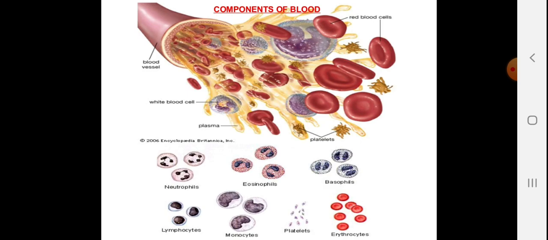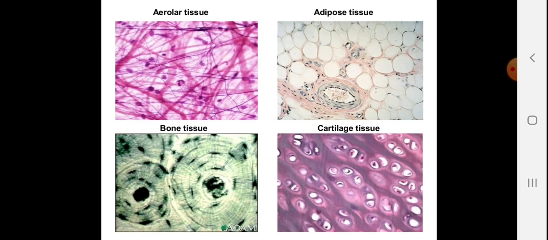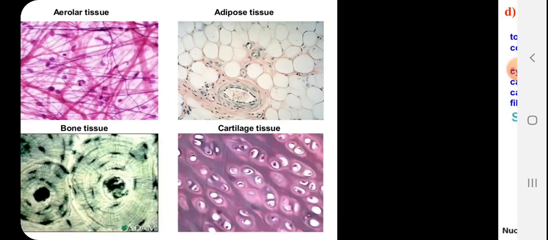You can find the different structures of all these connective tissues, how they look: white blood cells, plasma, platelets. Now you can see the neutrophils, eosinophils, basophils, erythrocytes, which are also called RBCs, platelets, monocytes and the lymphocytes. Ligaments and tendons: you can see how they are connecting your muscles and the bones together. Areolar tissues, adipose tissues, cartilage tissues and the bone tissues. They are the pictures of them.